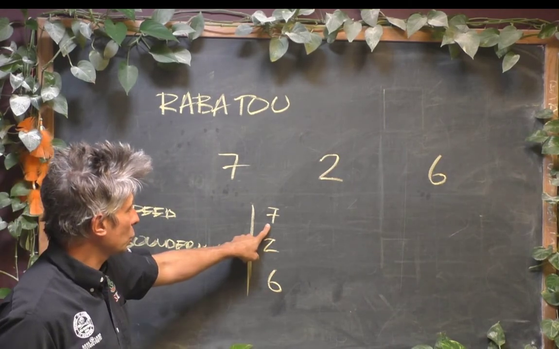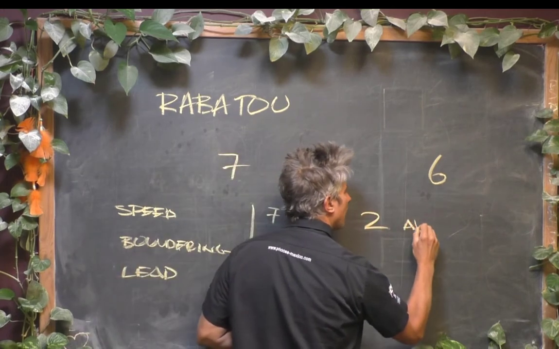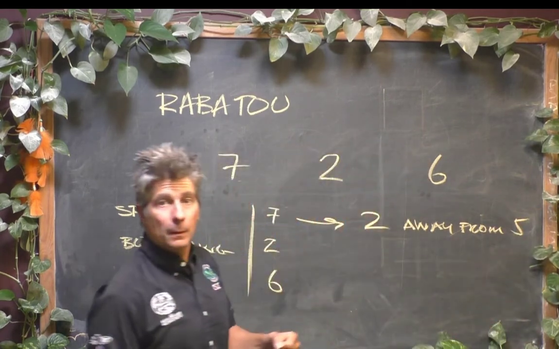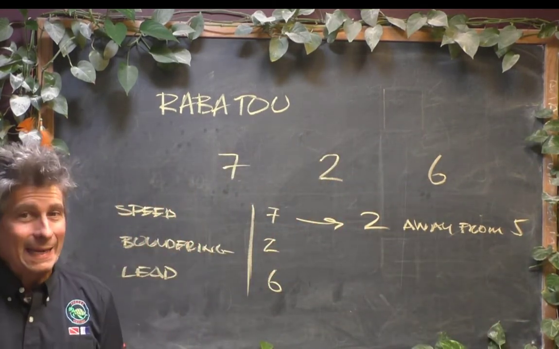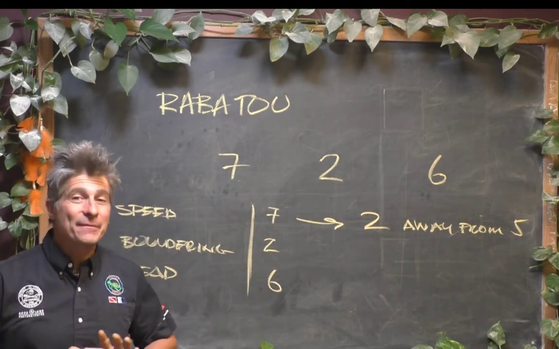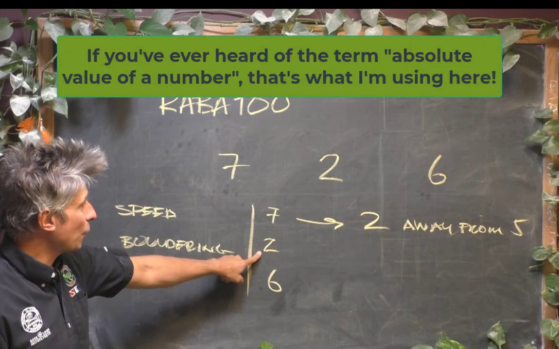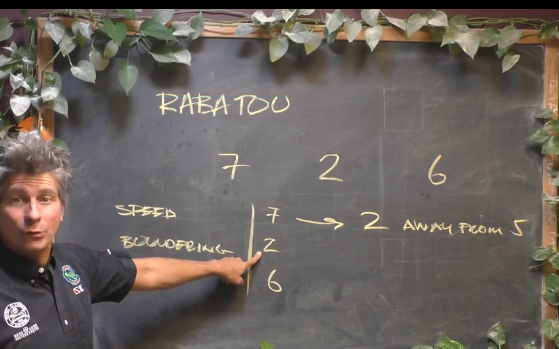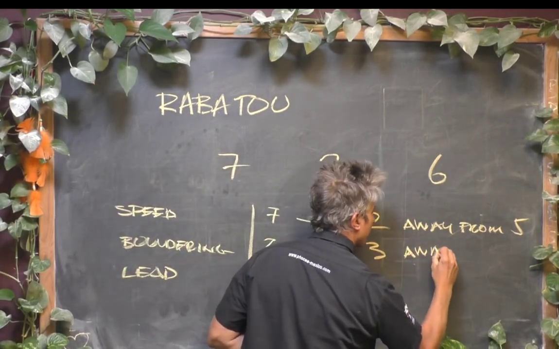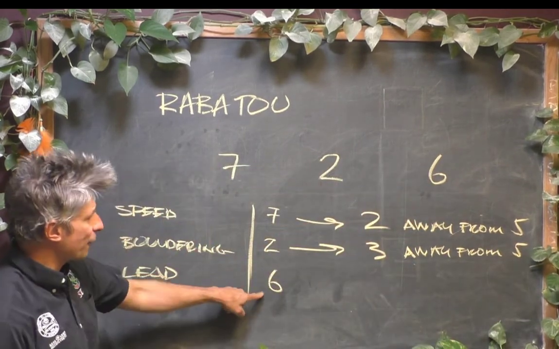For example, her score in the speed competition was 7. That's 2 away from 5. Now, when I say away, I'm not talking about whether it's below or above. I'm just talking about distance away. How about 2? How far is 2 away from 5? Well, it's 3 away. And how far is 6? It's 1 away.